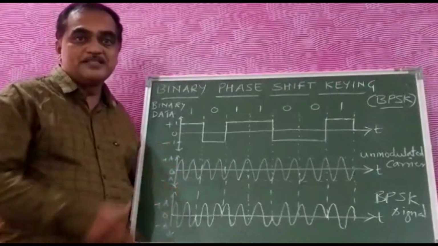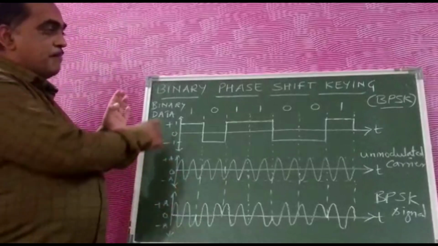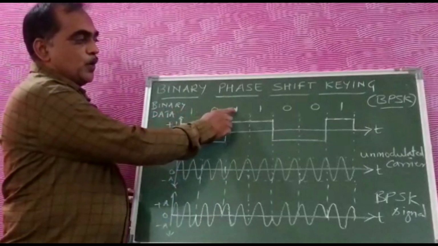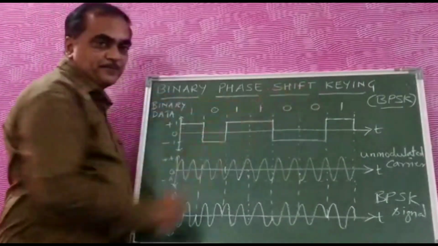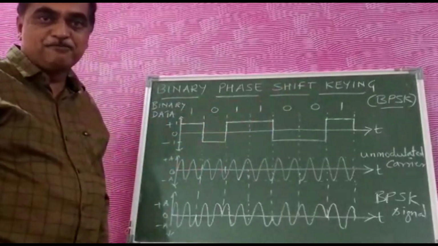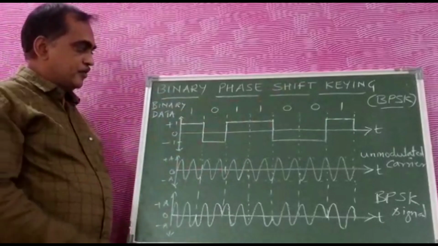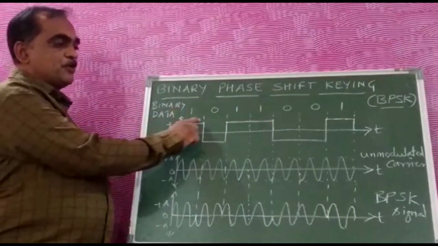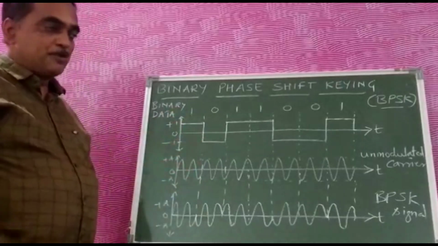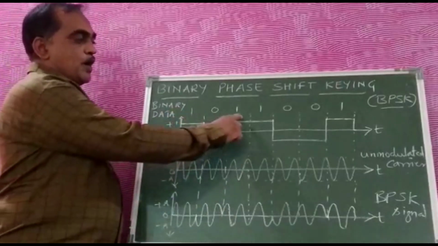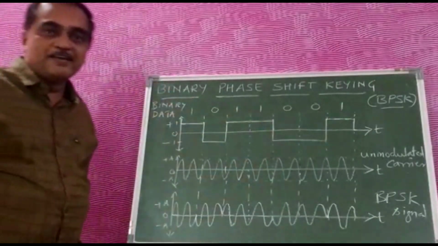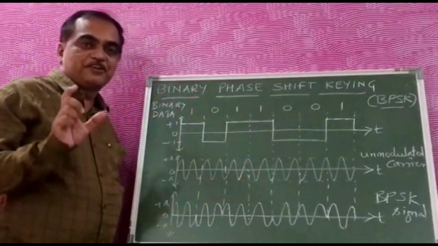Now as I have shown in this diagram, the binary data which I have taken is 101101, and this is the way it is presented in electrical form in line coding format, where 1 is shown as a plus 1 volt amplitude and 0 is shown as minus 1 volt amplitude. So 1 0 1 1 0 0 1. This is the way your binary data is represented in electrical form.